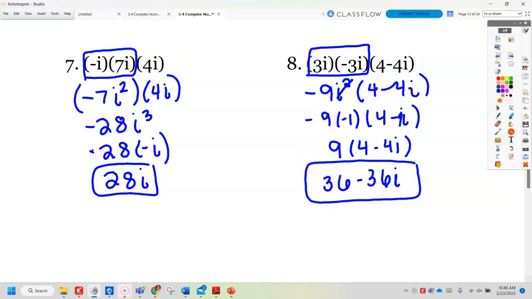So again, I could have distributed with the i squareds and then changed i squared and i cubed after. You can also change the i squared at any given time. It won't affect your final answer. Does that make sense?